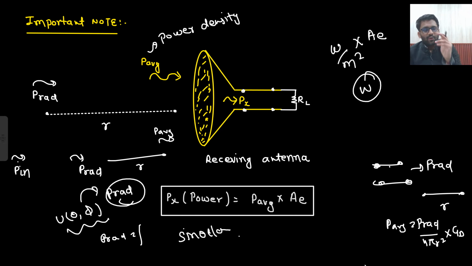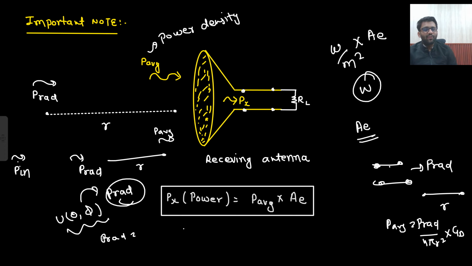Now what is the new term that we studied? The new term was effective aperture area. If P average is multiplied with effective aperture area, then it will give the power inside the receiving antenna. So inside the receiving antenna, this much power is going. Now how much power will be reaching here? Again there will be losses. What losses could be there in the transmission line? Conducting loss, dielectric loss, and reflection losses. So eventually we will be receiving some power here. Are you getting this point?